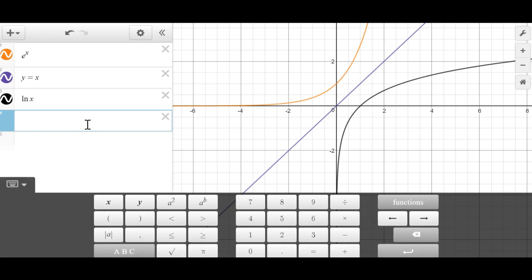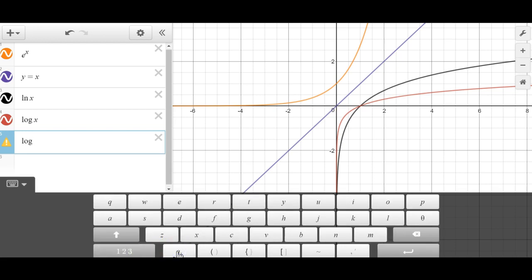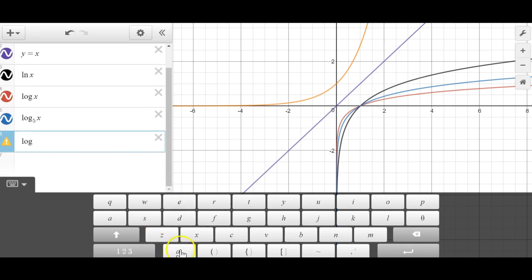Some other things to take note of is, what if we had log of x? What does that look like? Or let's try log base, you choose the base here. Well, you can't choose the base because this is recording. But if I made it log base, I don't know, 5 of x. Let's see if we can do that. There's log base 5 of x. Let's do log base 100 of x. There's log base 100 of x.